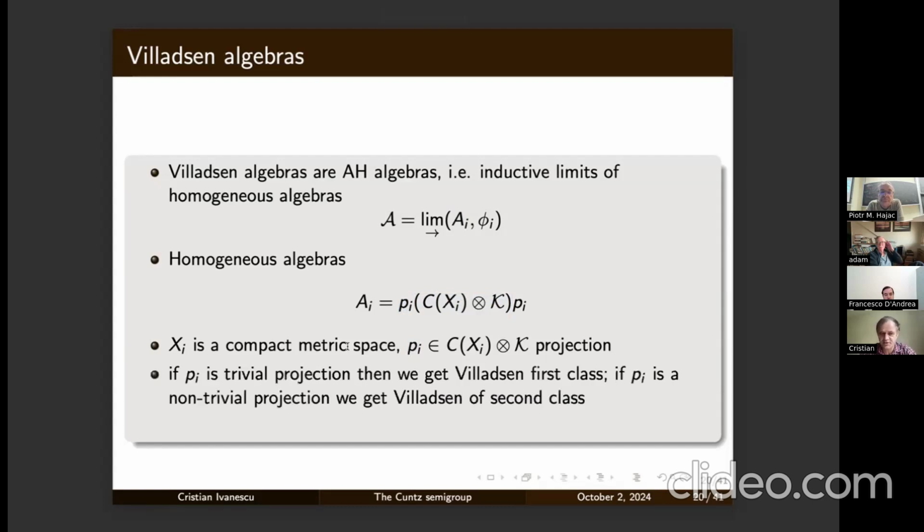So like I already said, I'm going to assume that the P_i are trivial projections so that we get the first class. The second class will be where you have non-trivial projections.